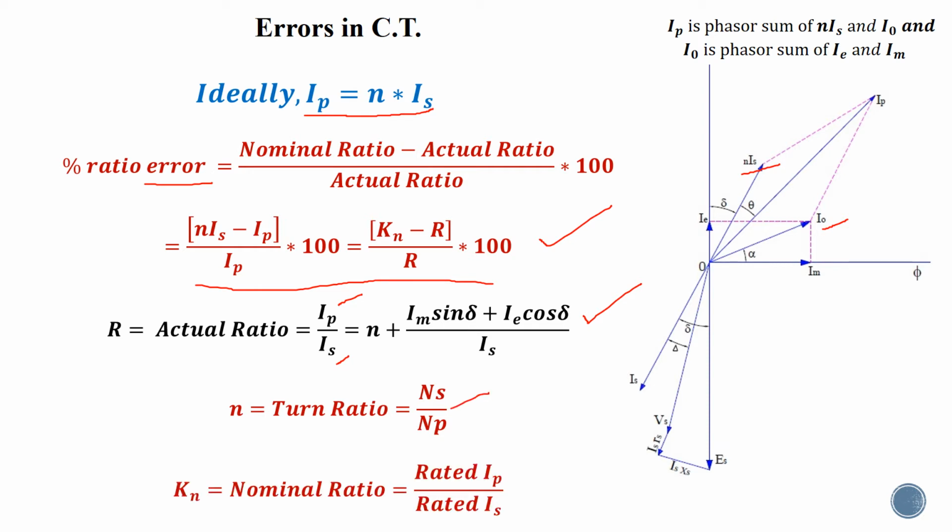Kn here represents the nominal ratio, which is defined as the ratio of your rated primary current to your rated secondary current. Your rated primary current is actually the ideal primary current, and therefore you can say that the nominal ratio is equal to turn ratio. Your rated primary current is the actual primary current which would have transformed into the CT when there would have been no errors.